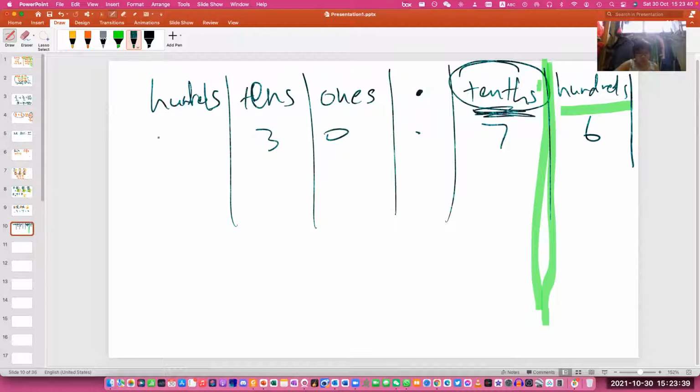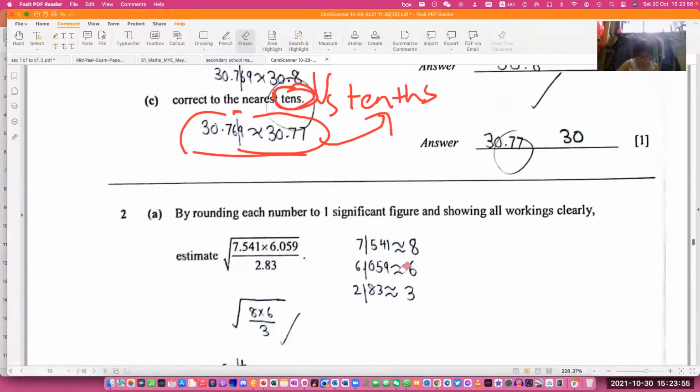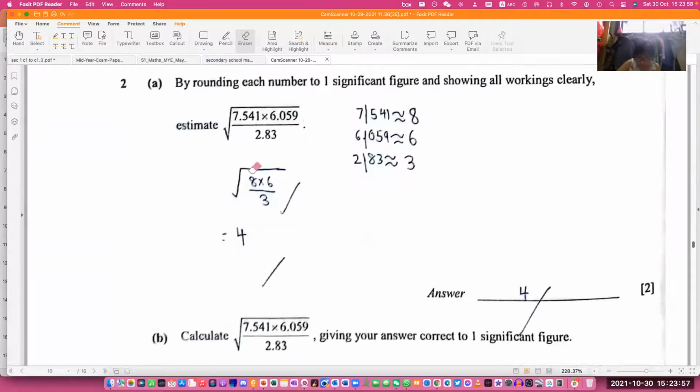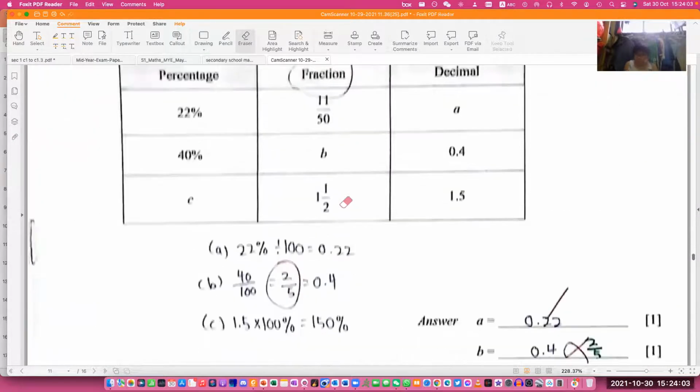I thought this is so easy. Hundreds, tens, ones, decimal, then tenths and hundredths. Positional value, simple. Next. This one we talked about before our lesson, I remember. So you're supposed to get it right.